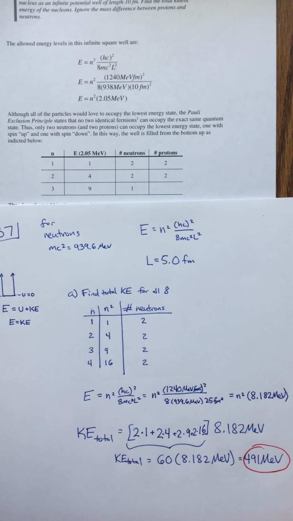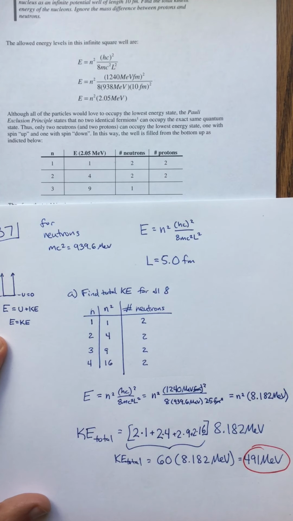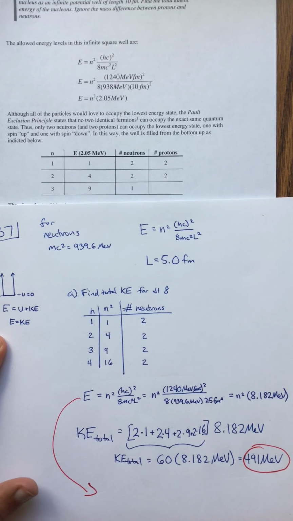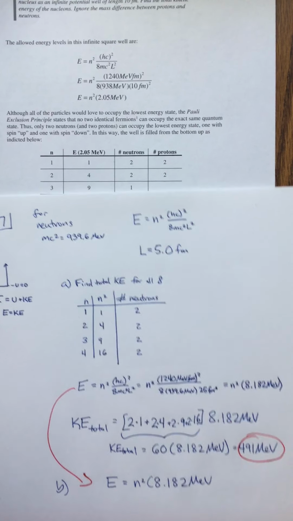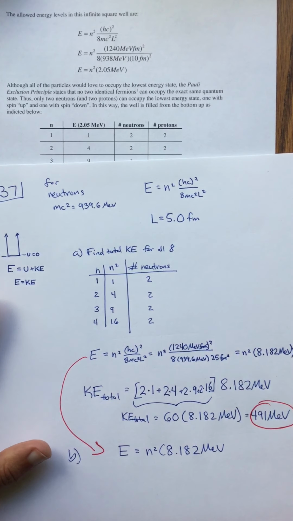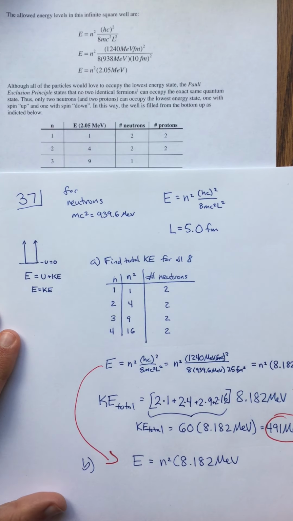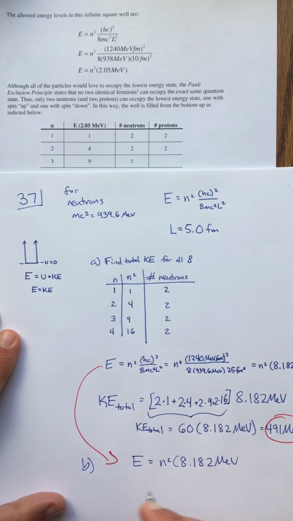For part B, if 4 of the neutrons changed into protons, calculate the new total kinetic energy and ignore the mass difference between protons and neutrons. So we're still going to use this for mc squared, which means I can still use what I had here for part B, ignoring the mass difference. E for the proton or the neutron is equal to n squared times 8.182 mega electron volts. So I need to make a new table like this for when I have protons and neutrons, and if 4 of the neutrons changed into protons, now I have 4 neutrons and 4 protons, and I can put 2 of each in the lowest state.